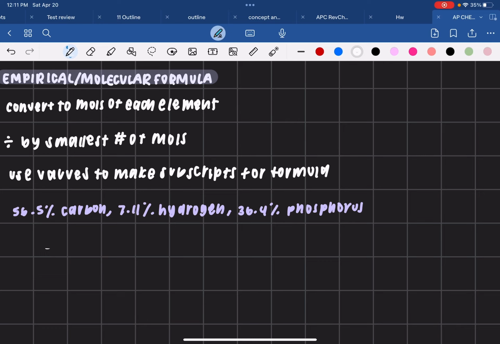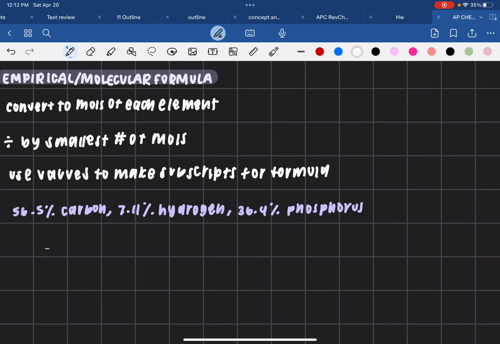But today we're going to be talking about empirical and molecular formulas. The empirical formula is the simplest ratio of the molecular formula, which is the formula that you would most typically see in an equation or in everyday life. So I'm going to show you guys how.